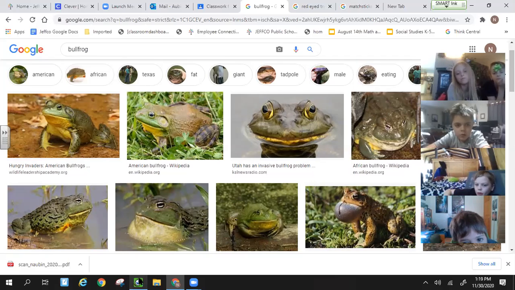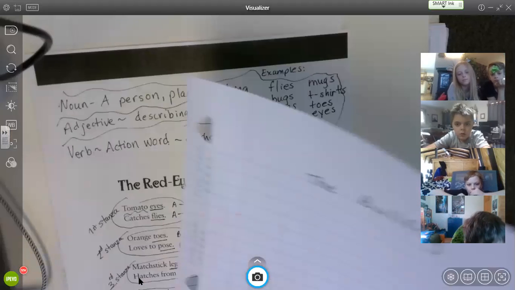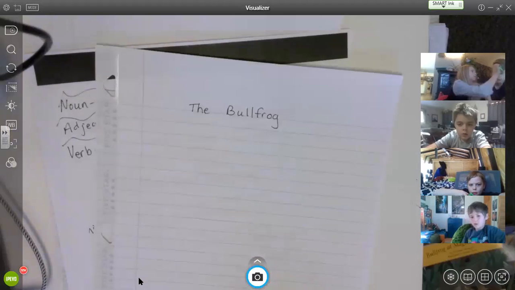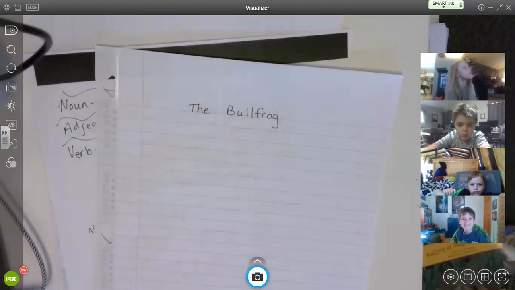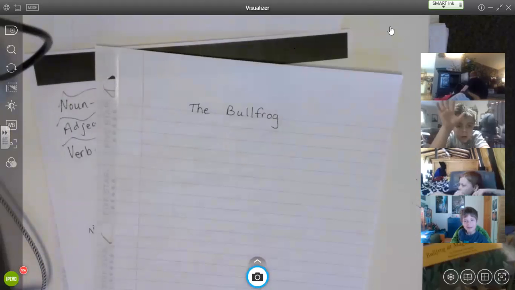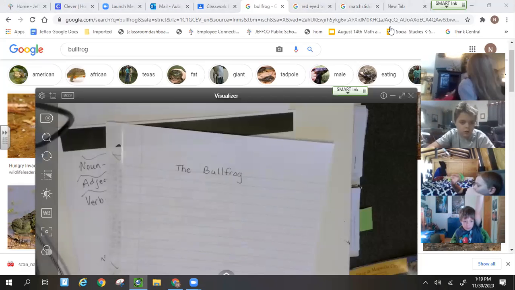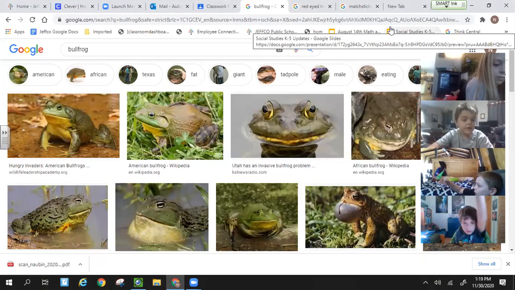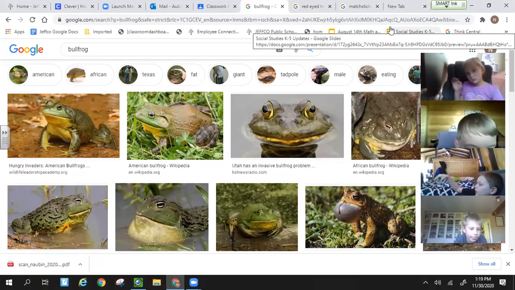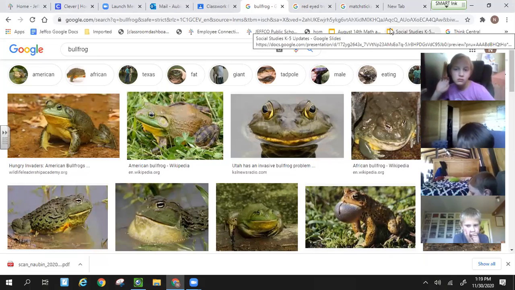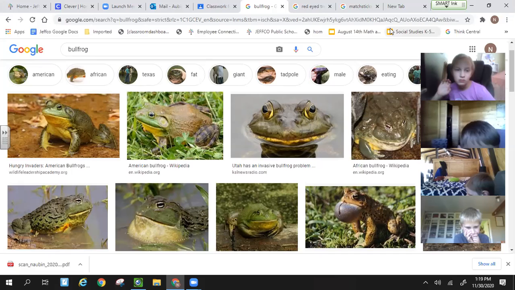Now, going back to our example, I need to describe what it looks like. Instead of tomato eyes, I don't think it has tomato eyes. I could describe its eyes though. What could I say? Anyone have an idea? How could I describe the eyes? What do you think, Ben? Let's look at its eyes again. His eyes are humongous. I didn't hear you. Can you get closer? His eyes are really big. So big eyes. Okay, anybody else have another idea?